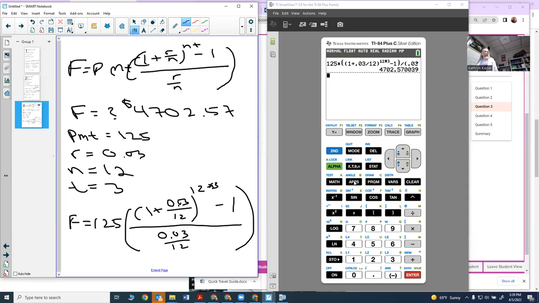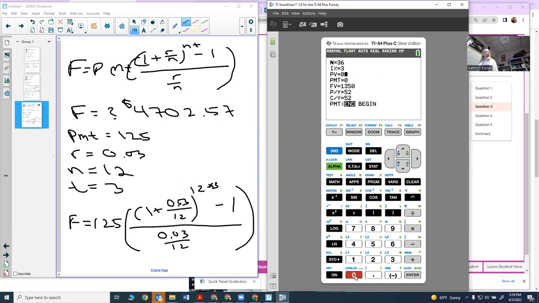I can also use the TVM solver. So if I go into apps and into finance and into TVM solver, I can put my N in. Again, my N is the 12 times my 3. If you don't know that that's 36, you can just type in 12 times 3 to get your 36.